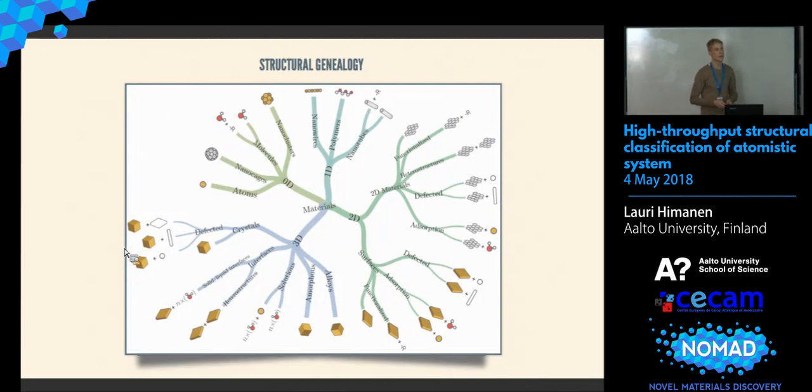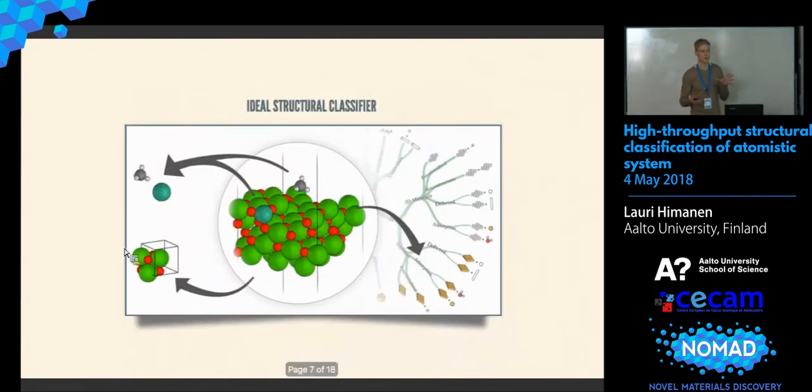And instead of visualizing this kind of structural space in this kind of a decomposition, it becomes more intuitive to go to a tree-like representation. So now if we map these into a tree structure, we can arrive at something like this, what we call material structural genealogy. So it's a way of visualizing the structural space that's available.